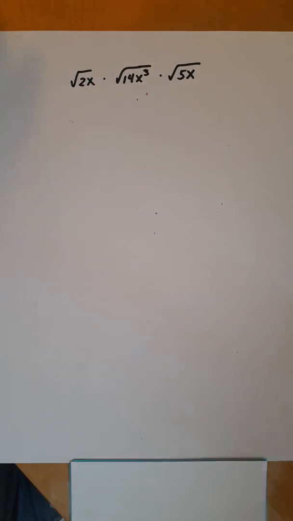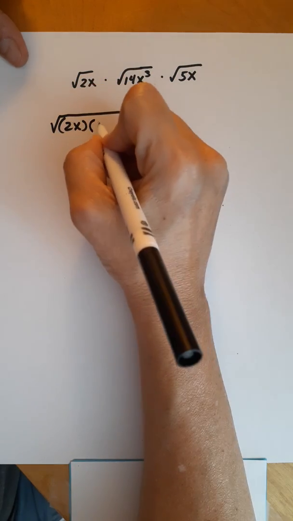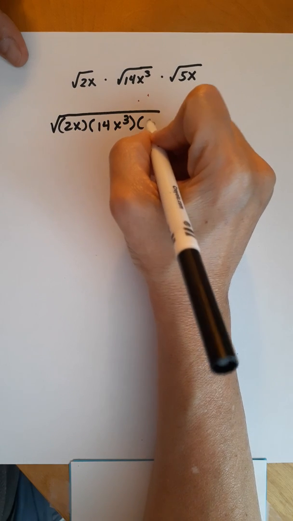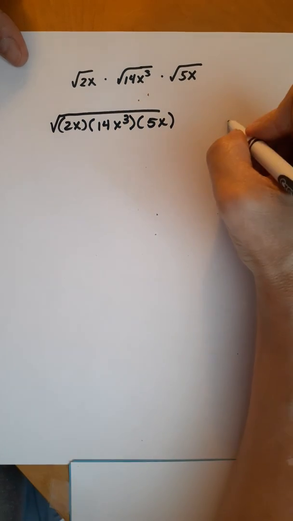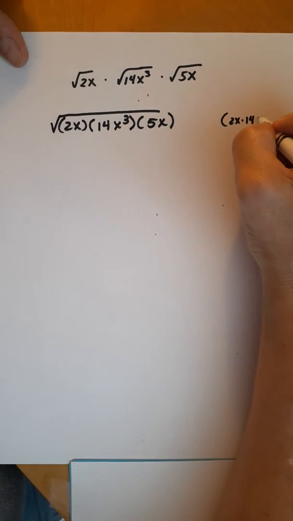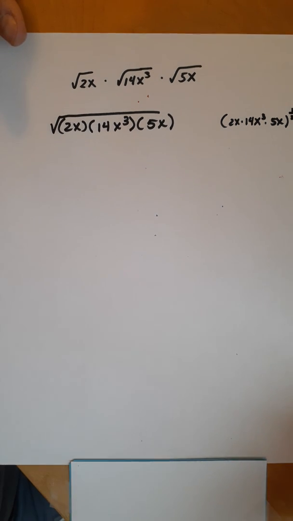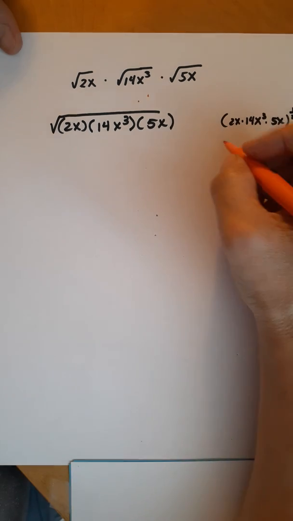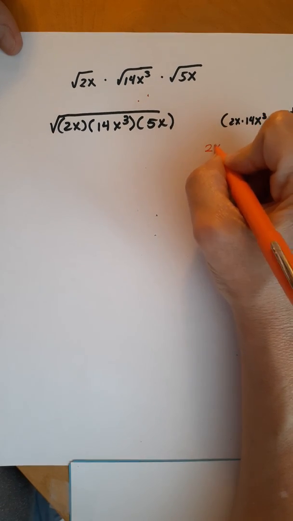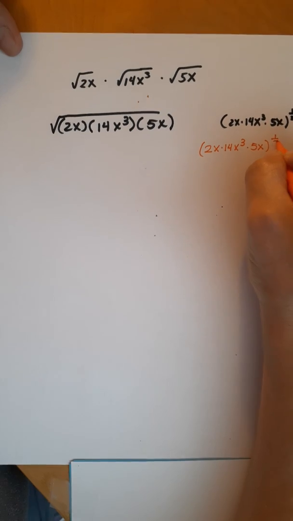So let's do that. This is the square root of 2x times 14x cubed times 5x. Another way to write that is 2x times 14x cubed times 5x, all to the 1/2 power. That looks kind of messy. Let me see if I can fix that a little bit. Let me write it over here: 2x times 14x cubed times 5x to the 1/2 power.